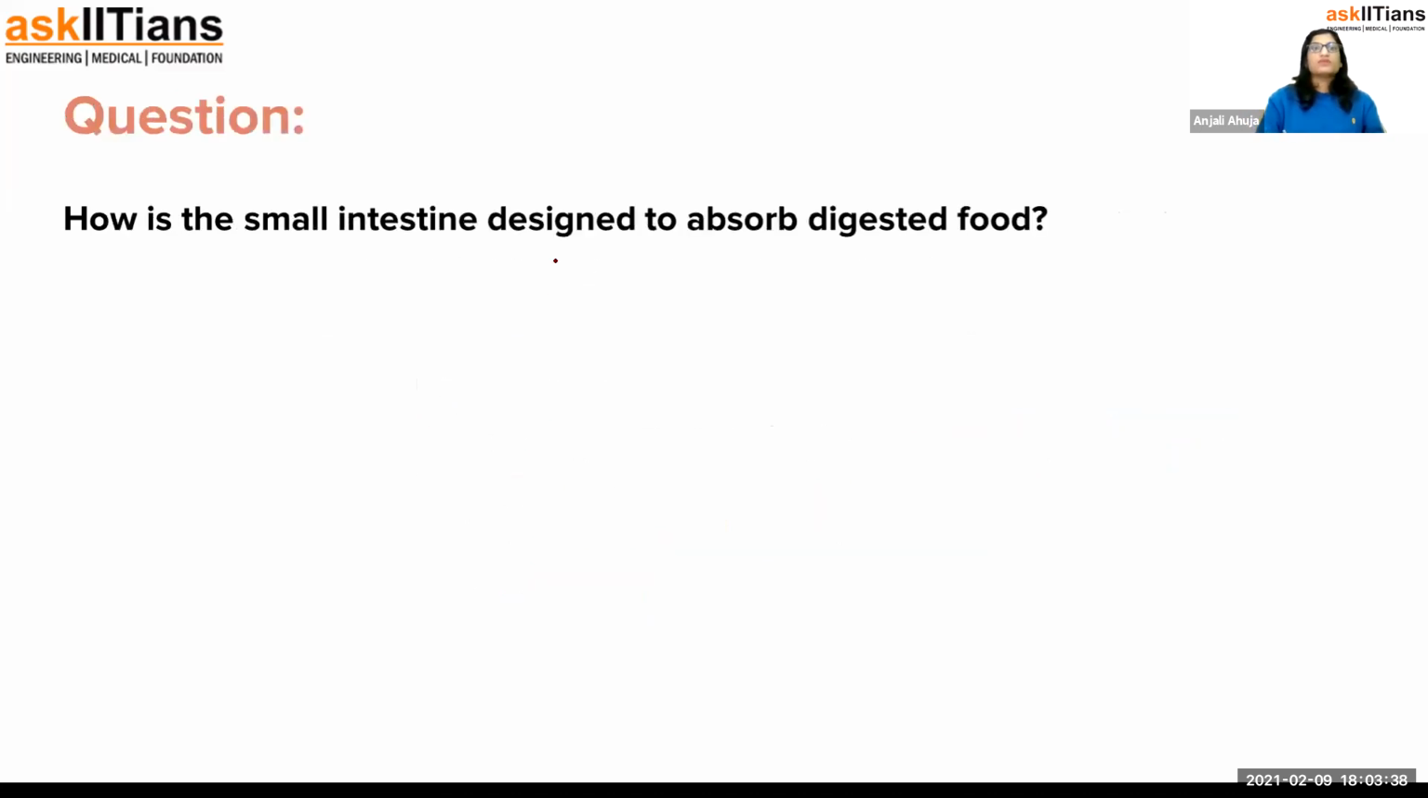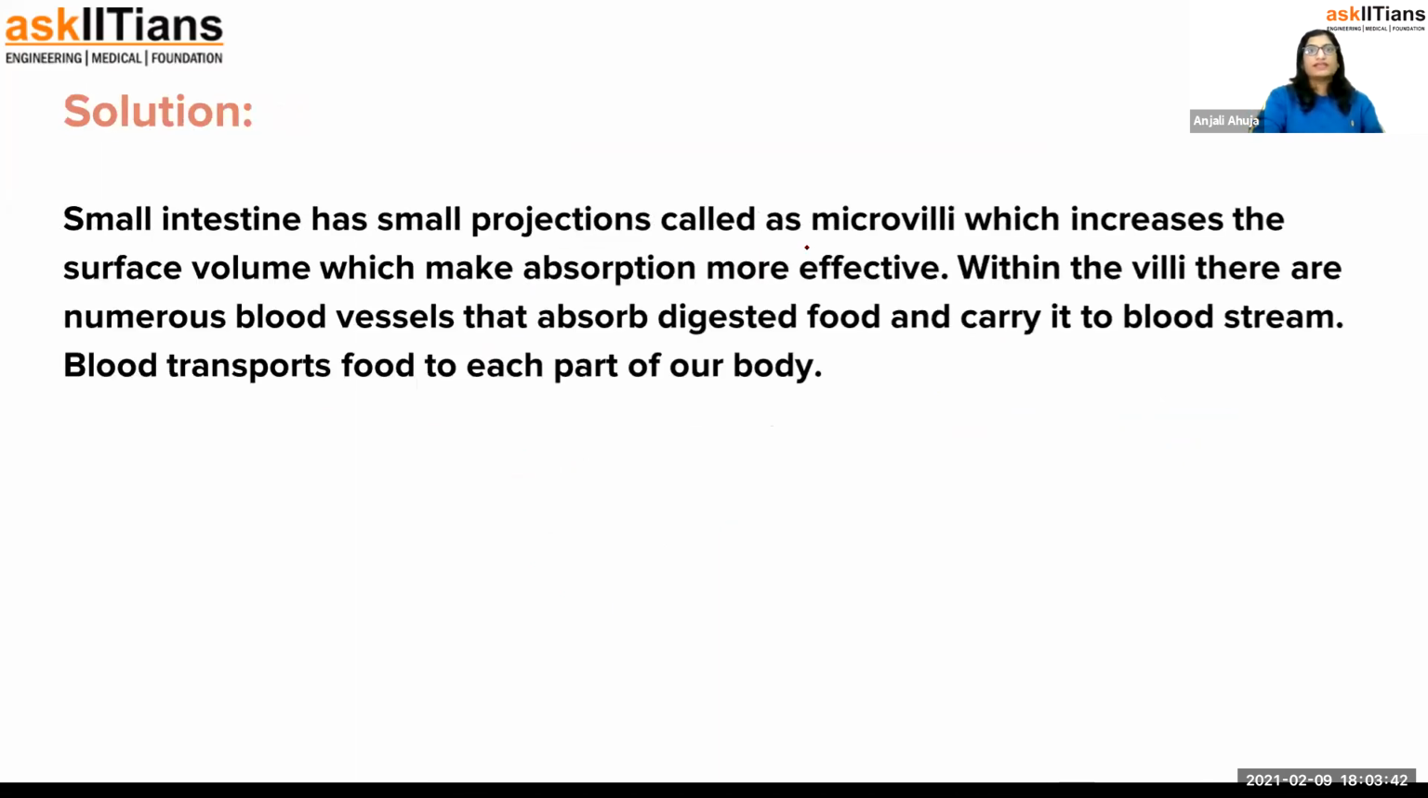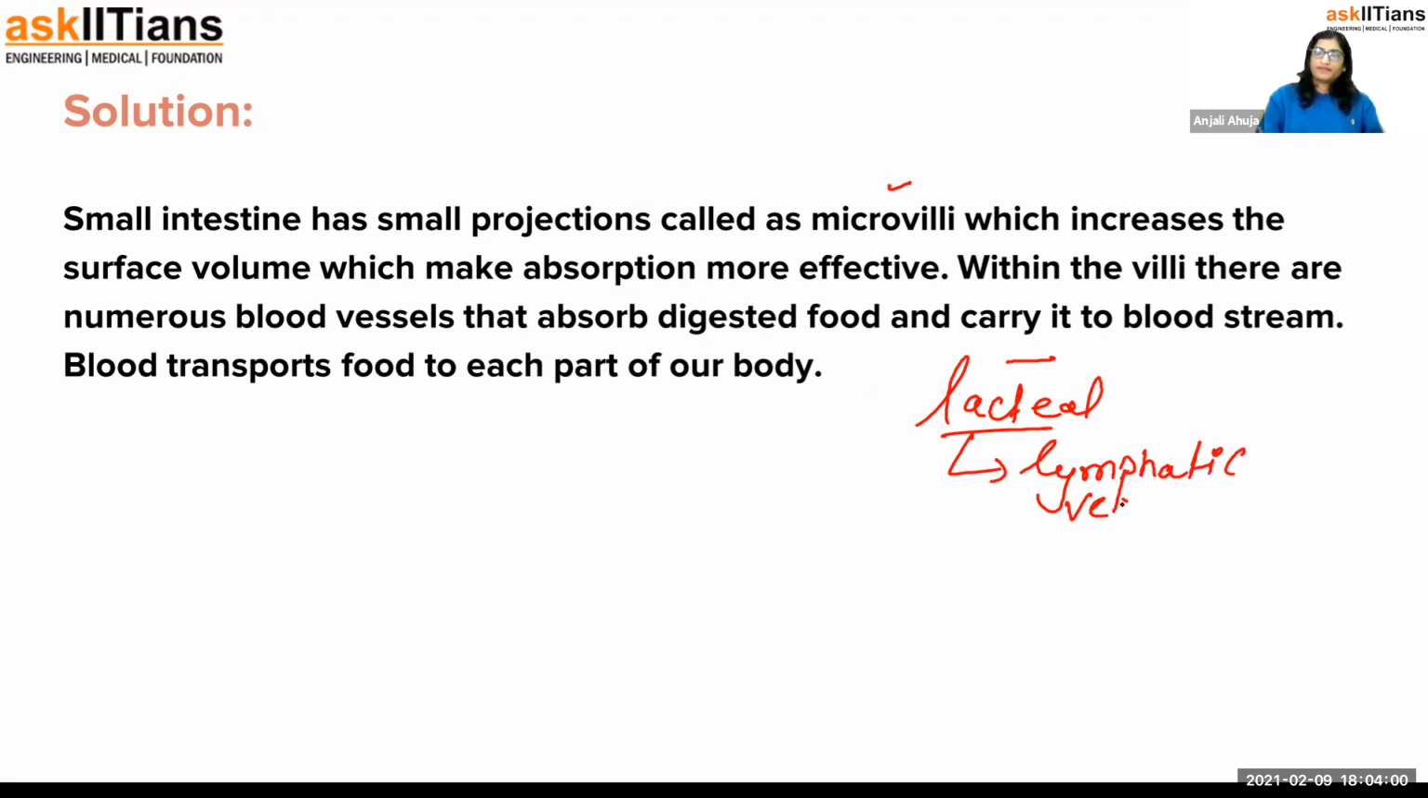Next, how is the small intestine designed to absorb digested food? I have explained that there are microvilli which increase the surface area. To make absorption effective, within the villi there are numerous blood vessels that absorb digested food and carry it into the bloodstream. You can mention that there are lacteals also. A lacteal is a type of lymphatic vessel that absorbs fat. With the diagram, you can make one more capillary kind of thing.